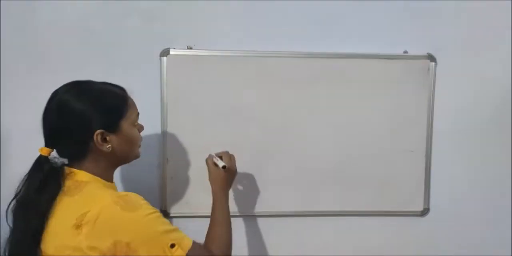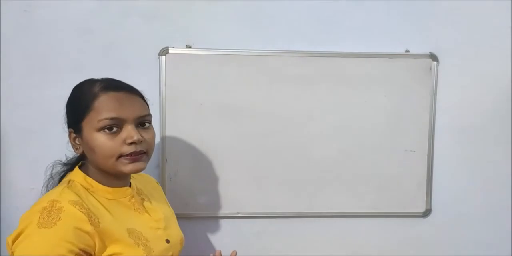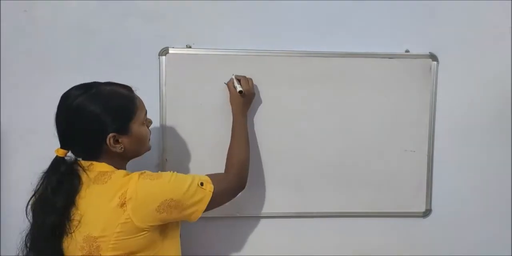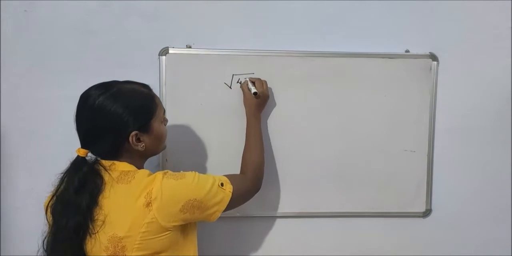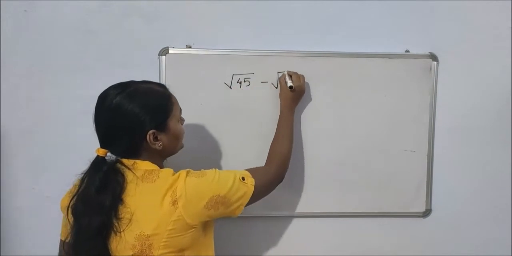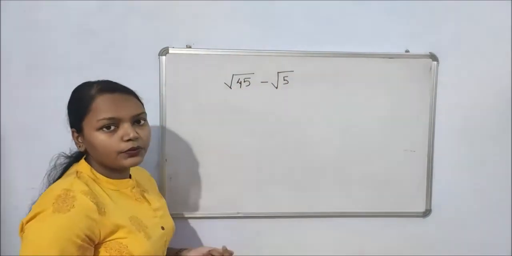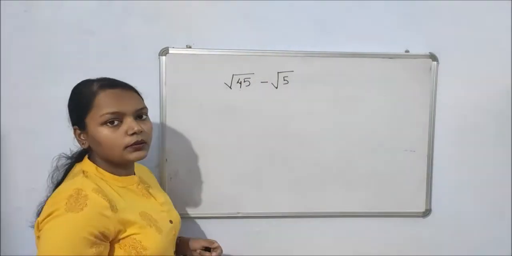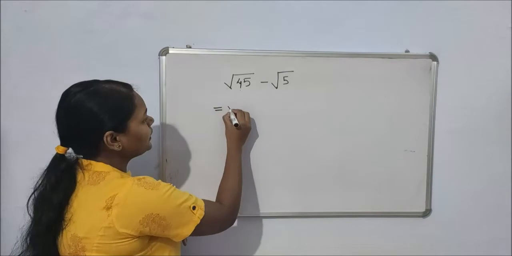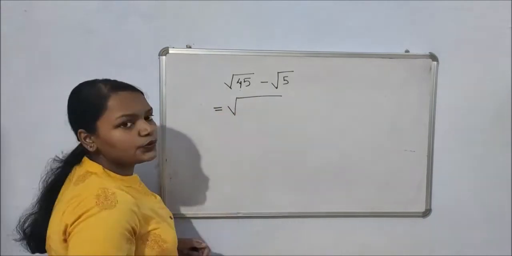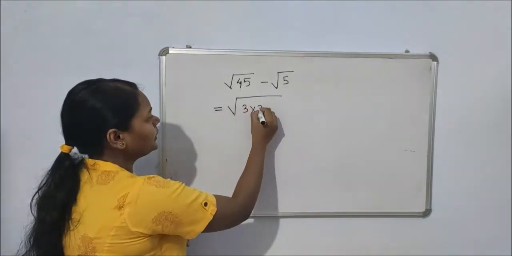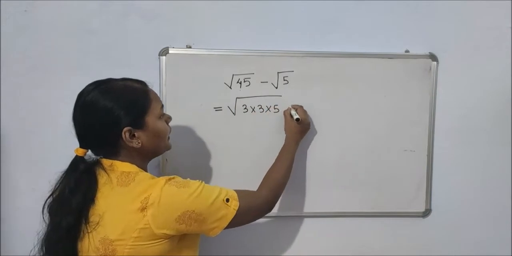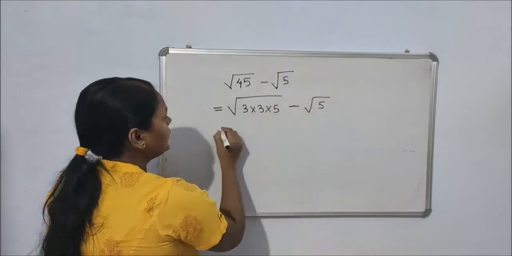Let's see one more example: if some surd is given, how to solve it. Suppose it is given root 45 minus root 5. You have to solve this and find the value. Now we have already learned that every composite number has prime factors. So we can write prime factors for 45: 3 into 3 into 5, minus root 5.